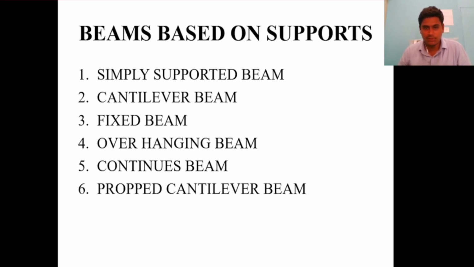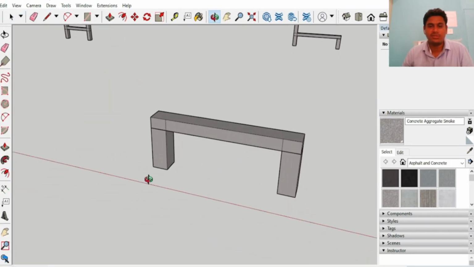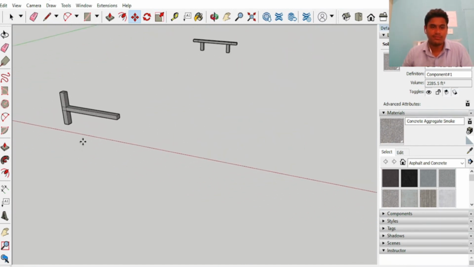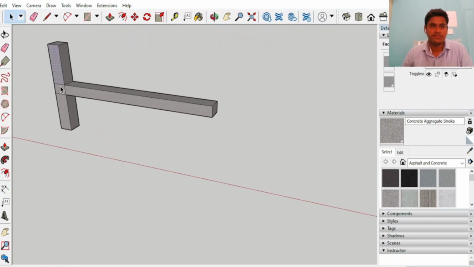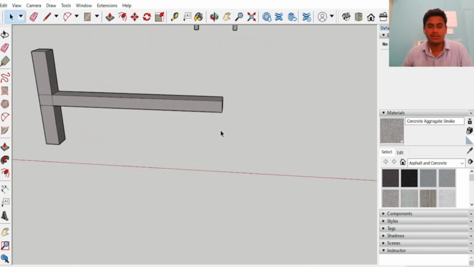Let me show you the 3D views of these beams. First beam is simply supported beam, where these are the two supports and this beam is simply supported on these two supports. You can see this beam is simply supported on these two supports. The next beam is cantilever beam. This is the cantilever beam which is fixed at this end and free at this other end.